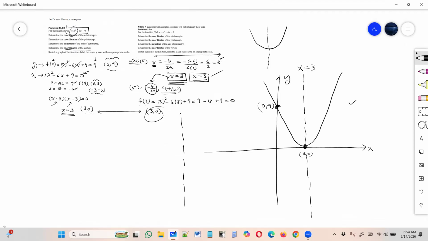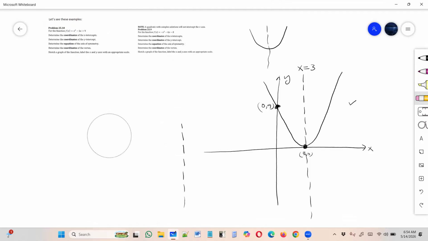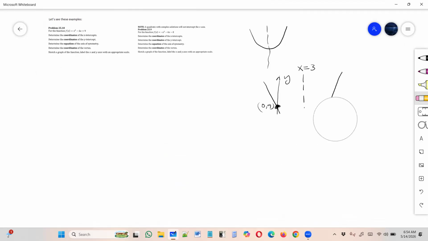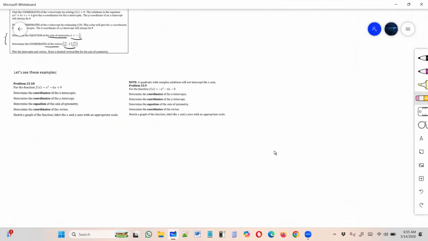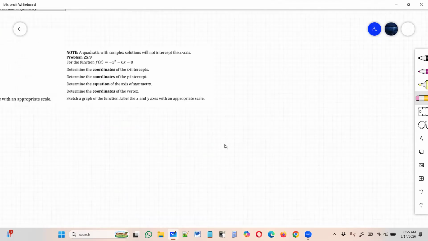Okay? Now let's do the second example. The second example is, I'm going to erase all of this thing right here. You can obviously pause the video if you want. The second example is going to be a concave down parabola because we're practicing, so we want to see exactly what everything is.